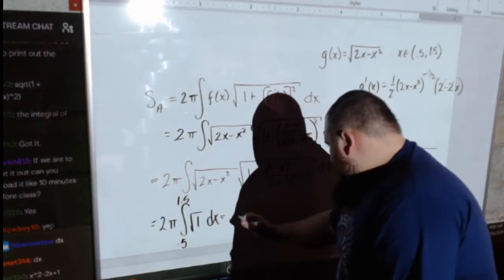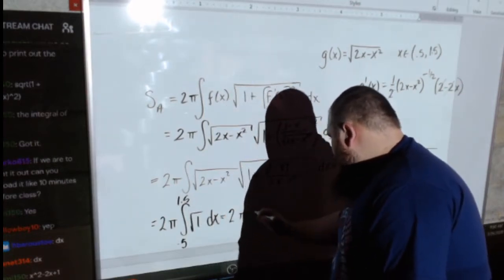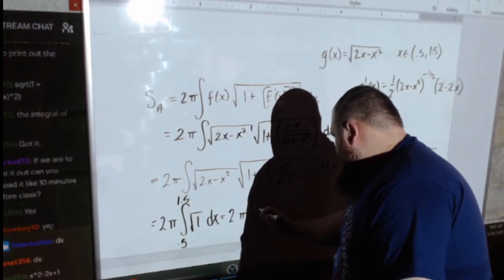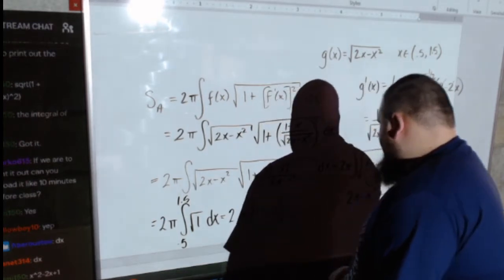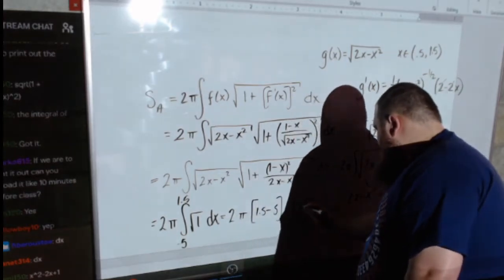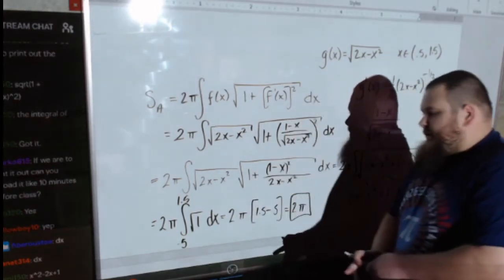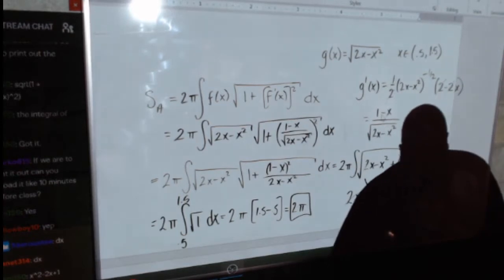So all said and done, this is 2 pi times 1.5 minus 0.5. That's some tough math right there. Hey, look at that. At the end of the day, we all come out with 2 pi.